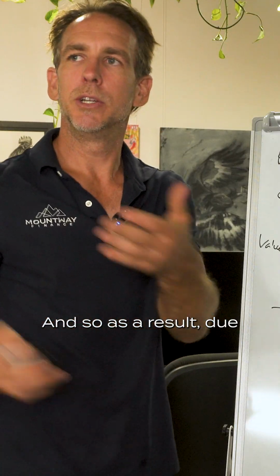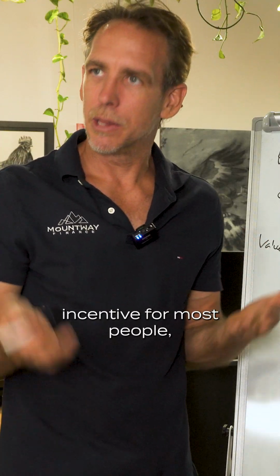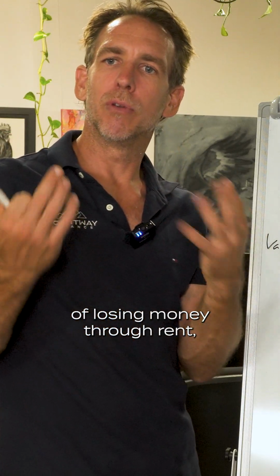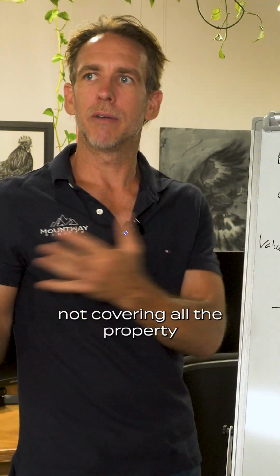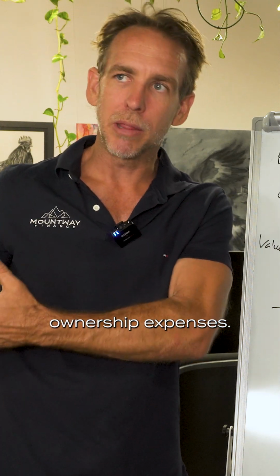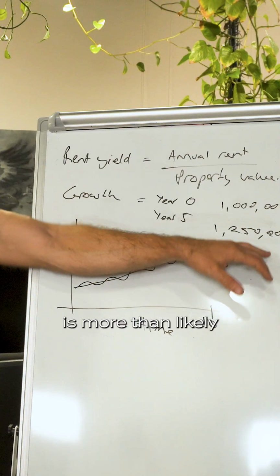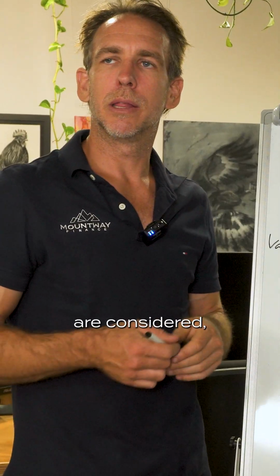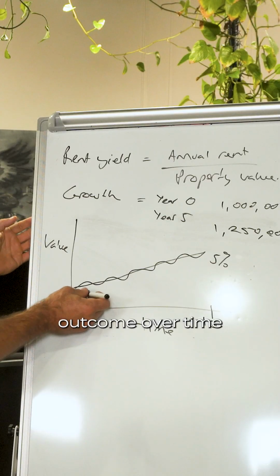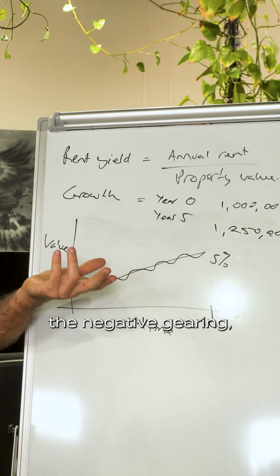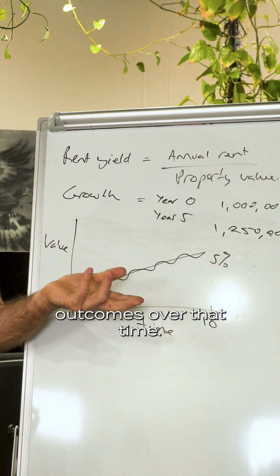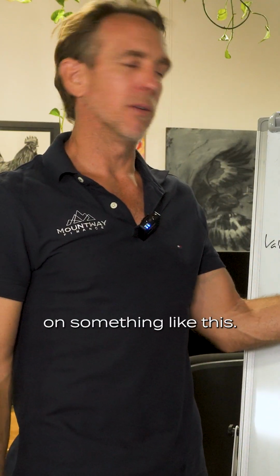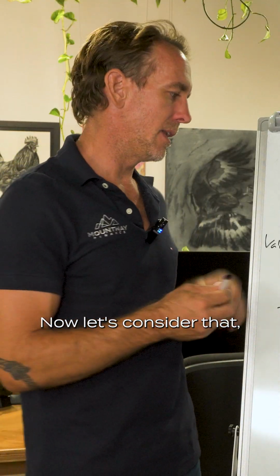And so as a result, due to negative gearing as being a tax incentive for most people, people will take the known outcome of losing money through rent not covering all the property ownership expenses because they know that this picture is more than likely to sort of develop over time. And so capital cities are considered safer in that regard. The capital outcome over time generally outweighs the negative gearing outcomes over that time. And you can be pretty sure that when it comes time to sell, you will actually sit on something like this.